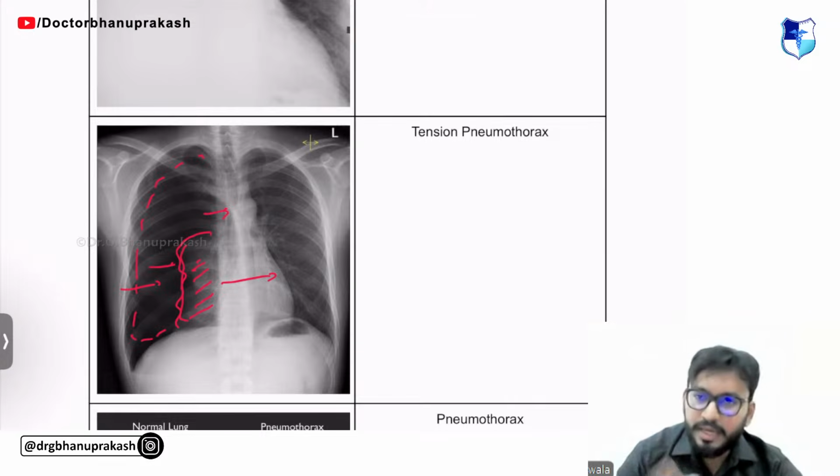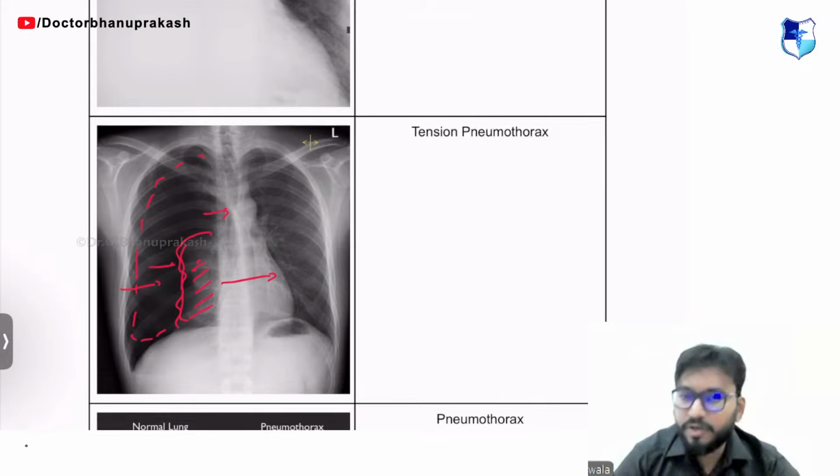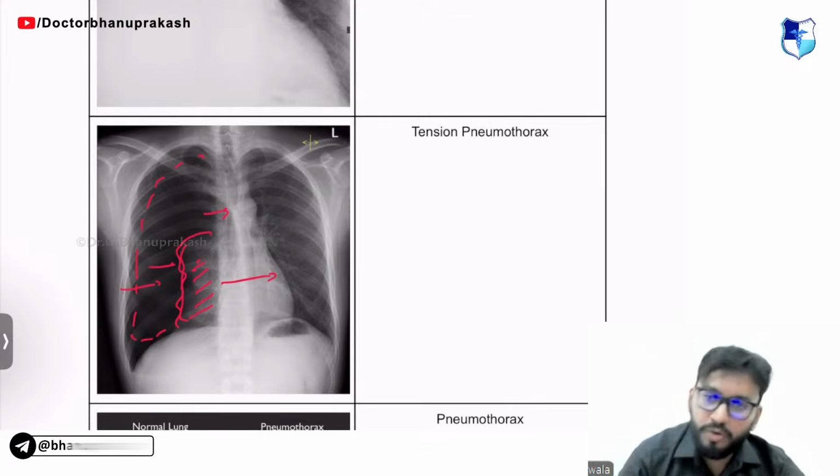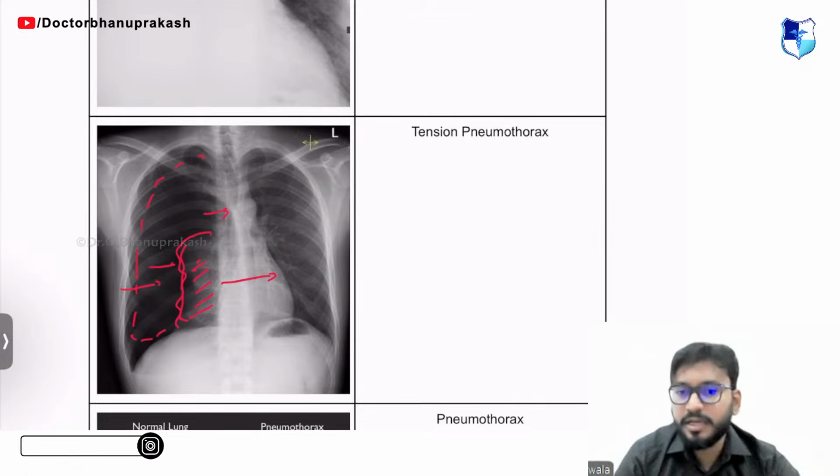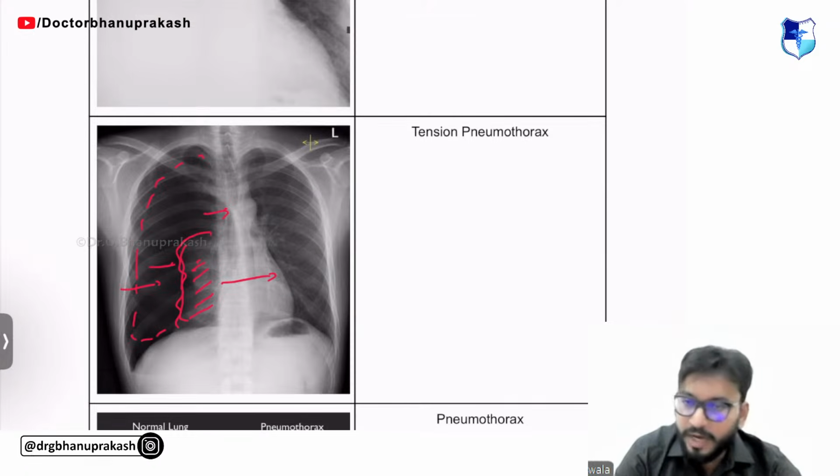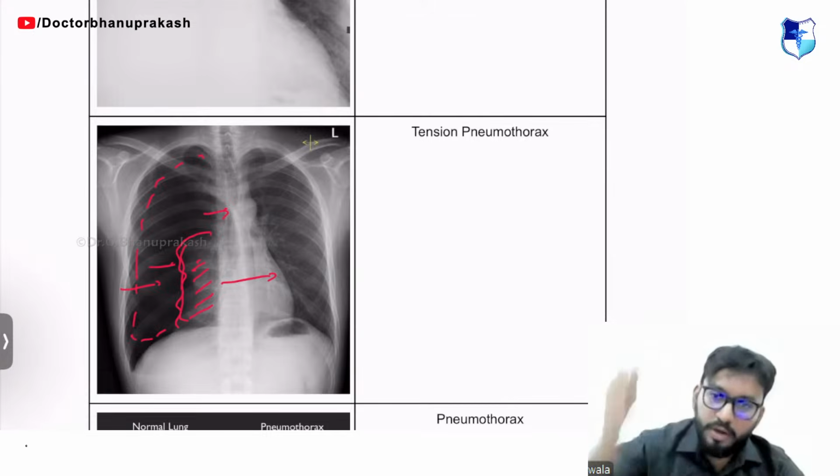Here the root cause is excessive air in the pleural cavity. Your treatment has to be to get that air out immediately, urgently. The answer is a wide bore needle insertion, so as to get all the air out.